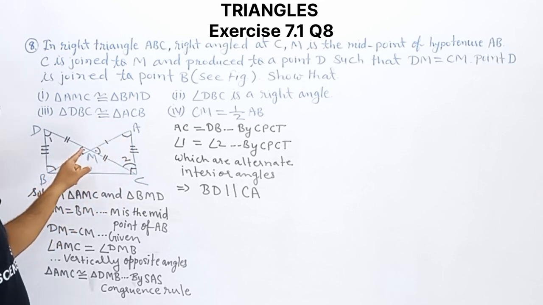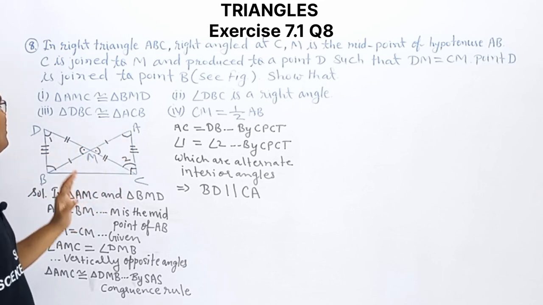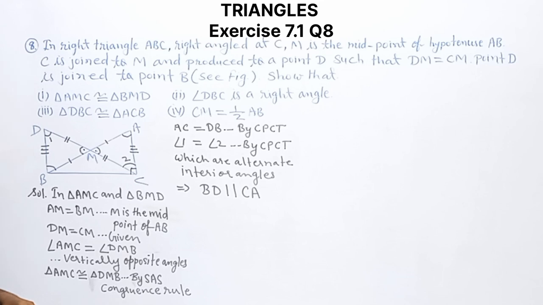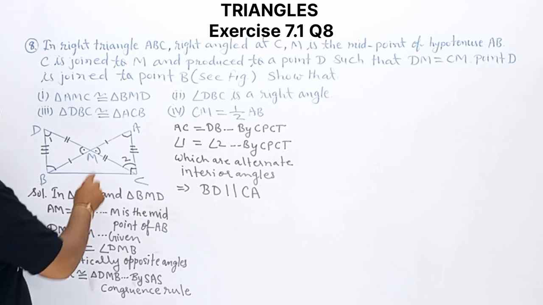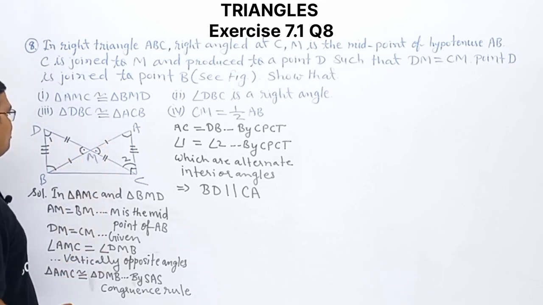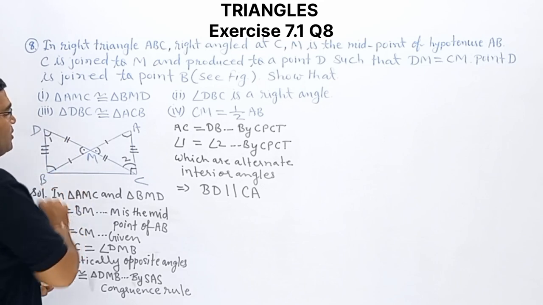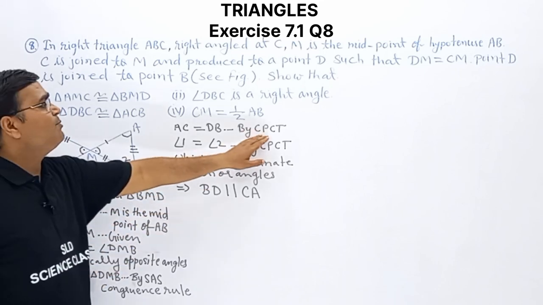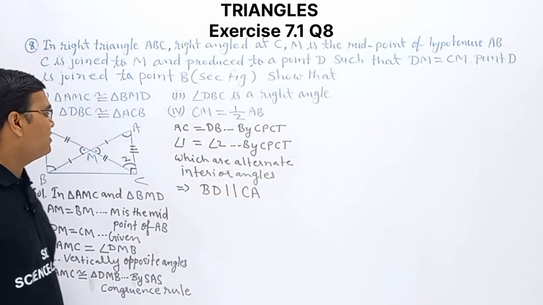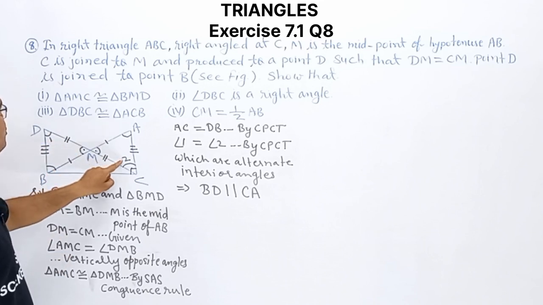Intersecting lines make vertically opposite angles, and we know well that vertically opposite angles are equal. So by using the side-angle-side congruence rule, we can say this triangle is congruent to this one. Clear? Then we can say this side AC will be equal to DB. Why? Because of CPCT, corresponding parts of congruent triangles.